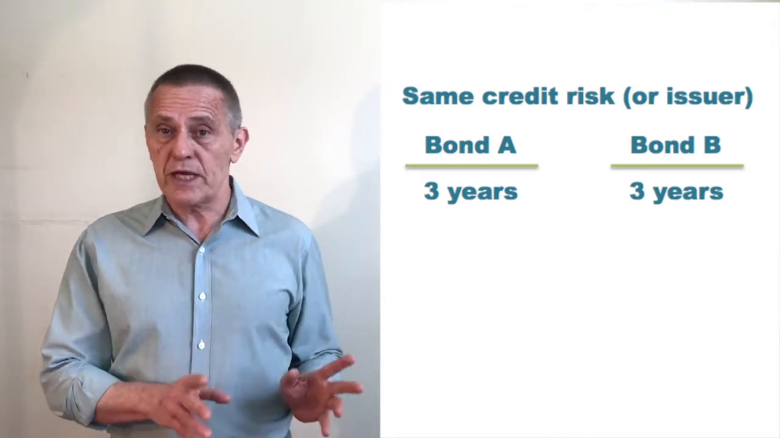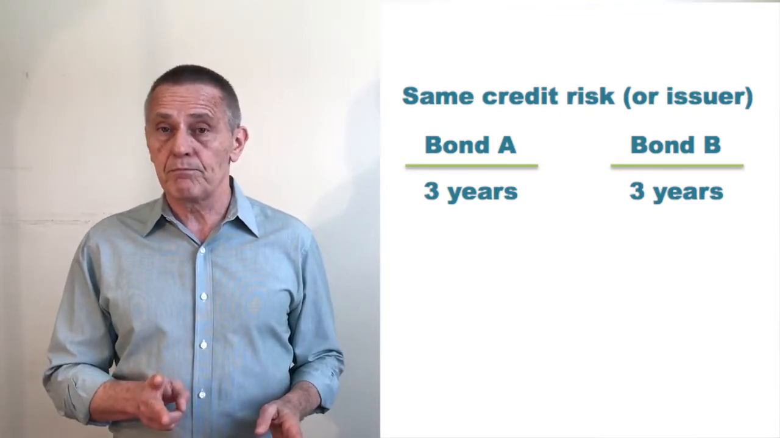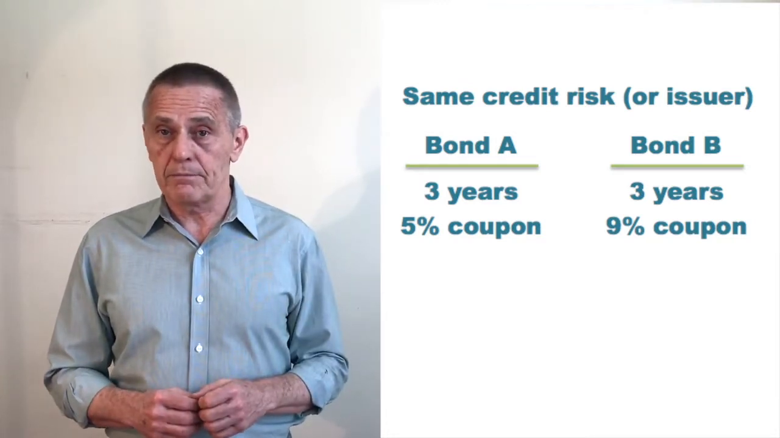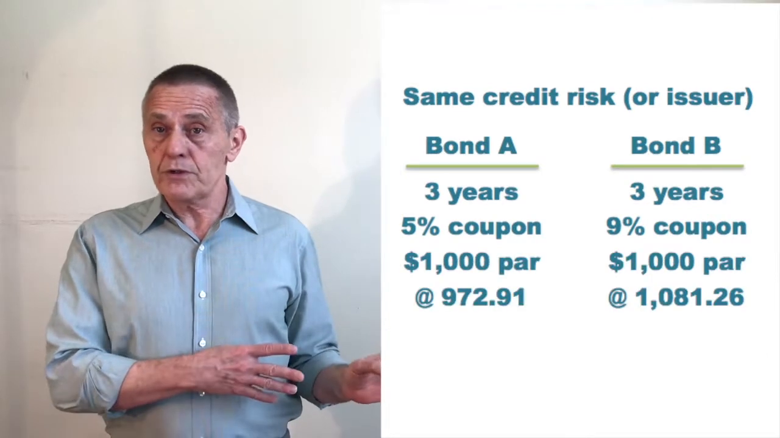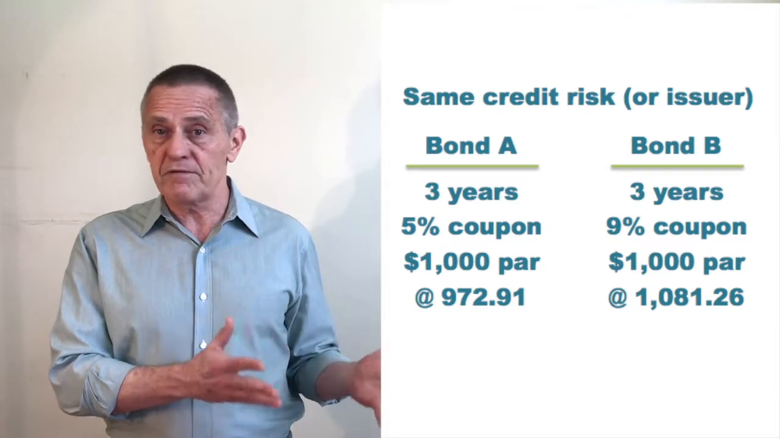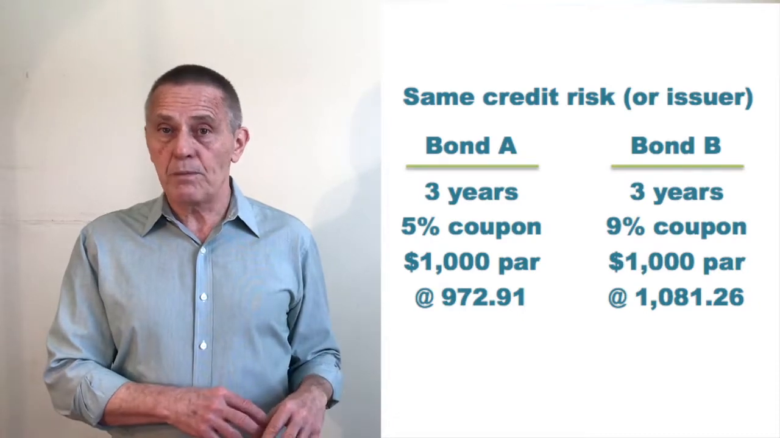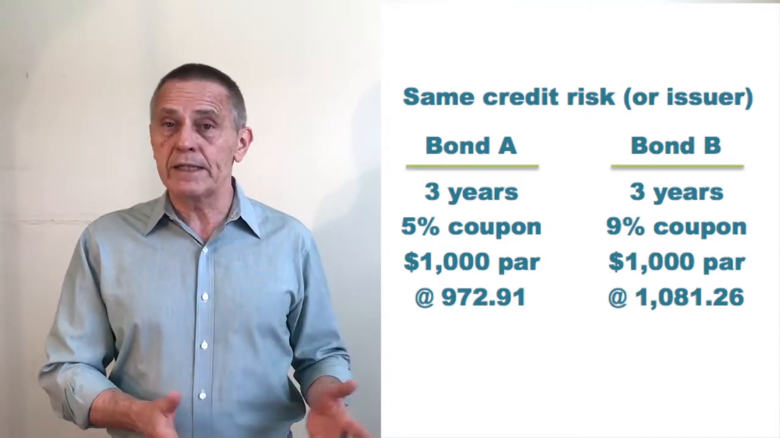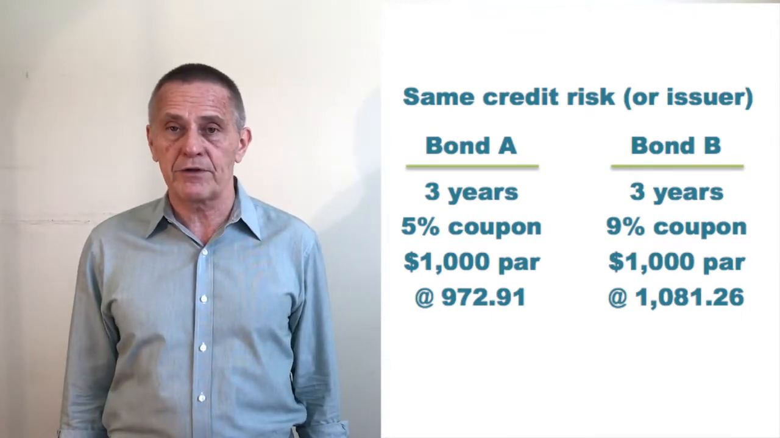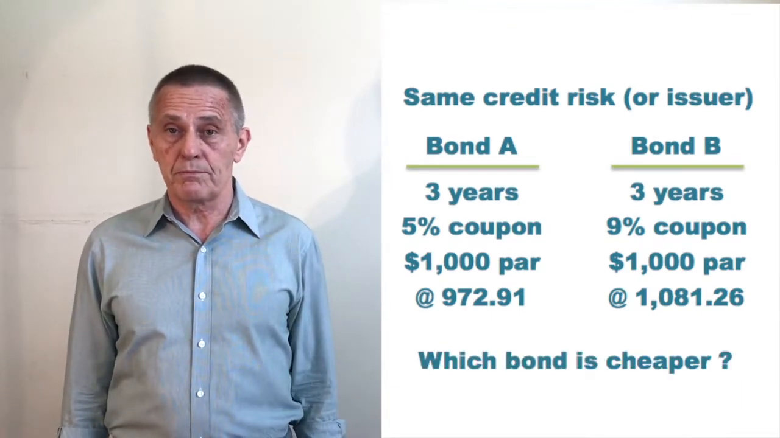So we've got two bonds with the same credit risk and the same time to maturity, but they have different coupon rates. One is a 5% coupon bond, the other a 9% coupon bond. And we're also showing the price of the two bonds. The 5% coupon bond trading at $972 and some cents. The 9% coupon bond trading at $1,081 and some cents. And in both cases, we're assuming this is per $1,000 par value. And my question to you is, which of those two bonds is cheaper?